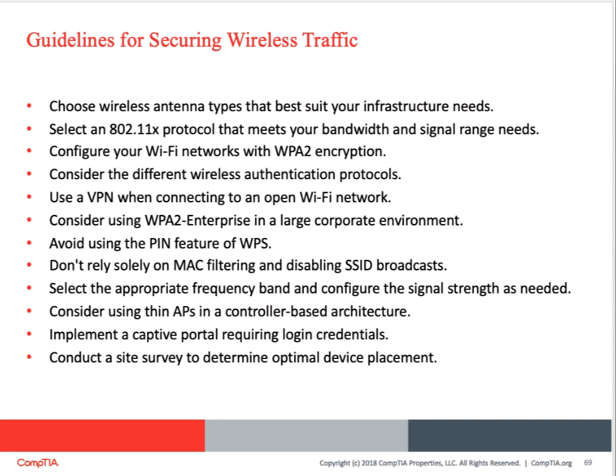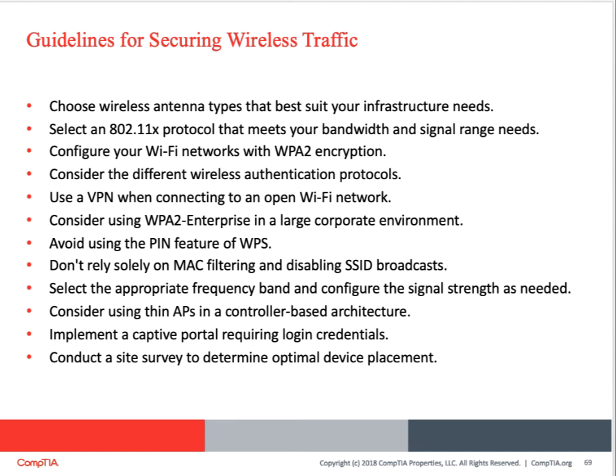When securing wireless traffic, we're going to want to choose wireless antenna types that best suit our infrastructure needs. We're going to want to choose an 802.11 protocol that adequately meets our bandwidth and signal requirements, right? So 802.11a, b, and so on. Then we want to configure our wireless networks with WPA2 encryption, because that's the strongest encryption right now. Consider using different wireless authentication protocols and how they're going to provide security in our wireless networks. We're going to want to use a VPN with strong tunneling like IPsec if we're using insecure open wireless networks.